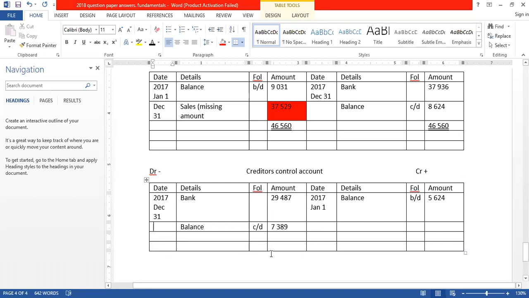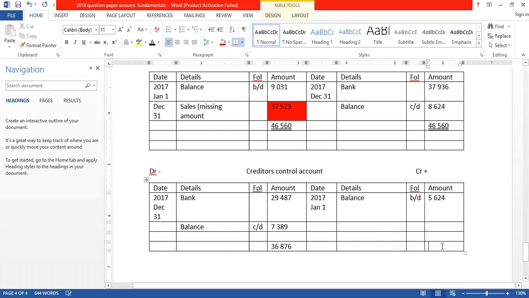Now, to balance off your creditors control account, the same way you balance off your debtors control account, you have to add up the sides. Looking at this, the debit side is the biggest, so you have to add up the amounts, which are 29,487 plus 7,389, and the amount is 36,876.